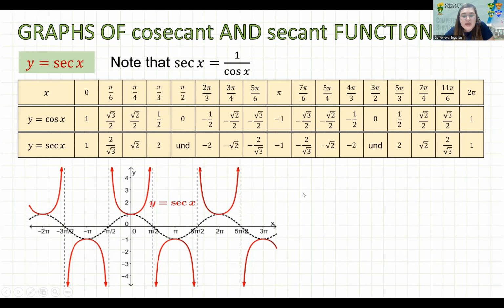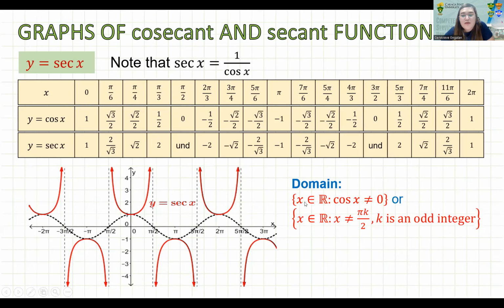So ang domain ani is again the set of real numbers such that ang cosine sa x is not equal to 0, or the set of all x such that x is not equal to pi k over 2, where k is an odd integer. Unsa man ang odd integer? Bungkig. So that's 1, 3, 5, 7, 9, negative 1, negative 3, negative 5, negative 7, negative 9, kana mga bungkig, no?